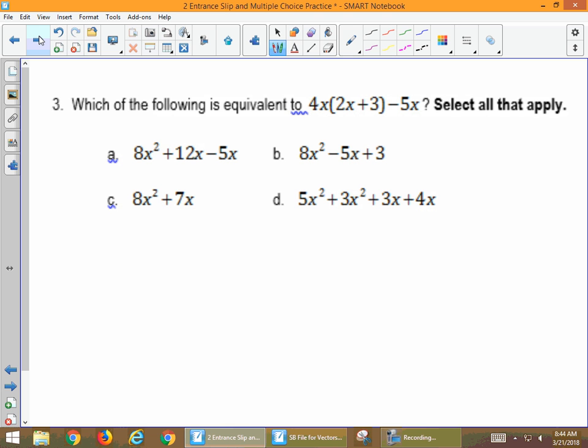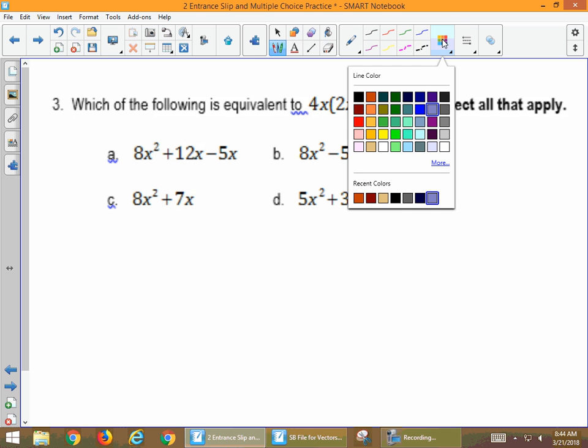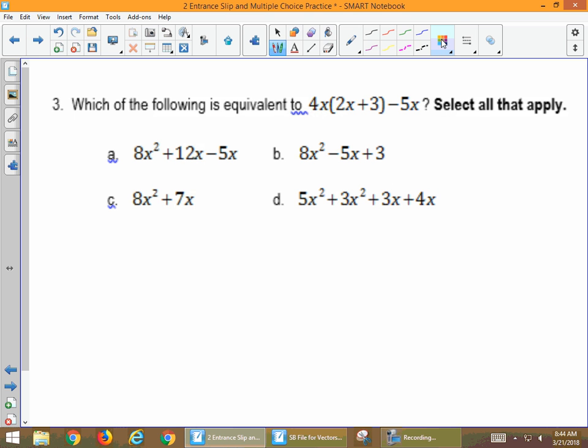All right, which of the following is equivalent to that mess? Select all that apply. So this is 5 problems in one, because we have to simplify our original problem and then simplify all the little options too. Okay, so I'm going to do the same thing. I'm going to copy my original problem down and then work it.